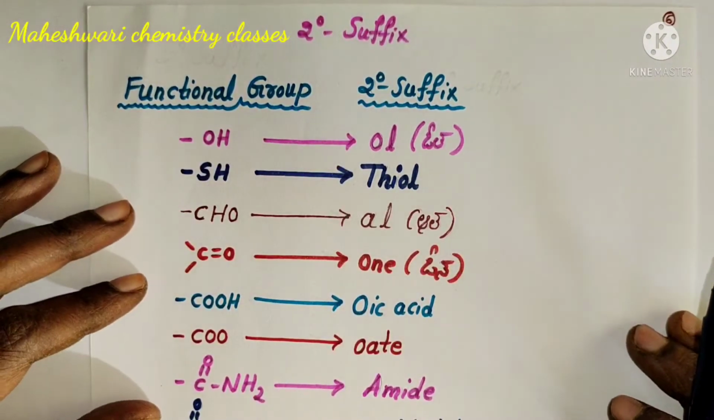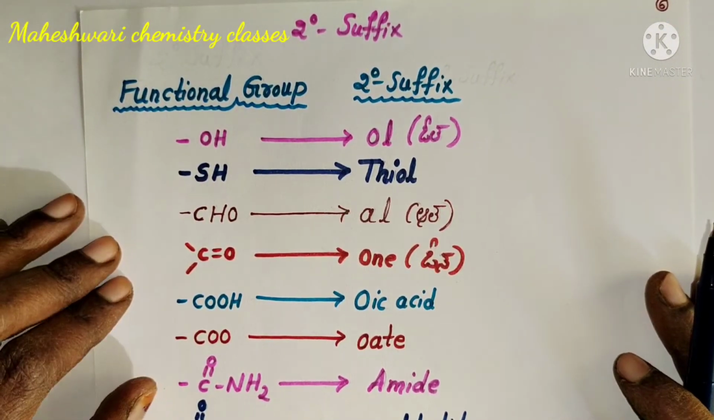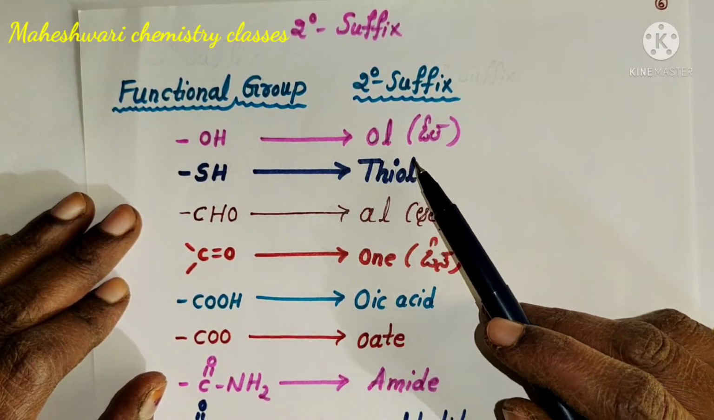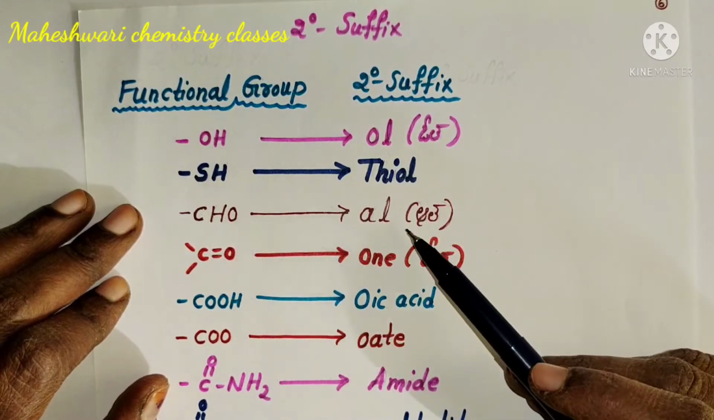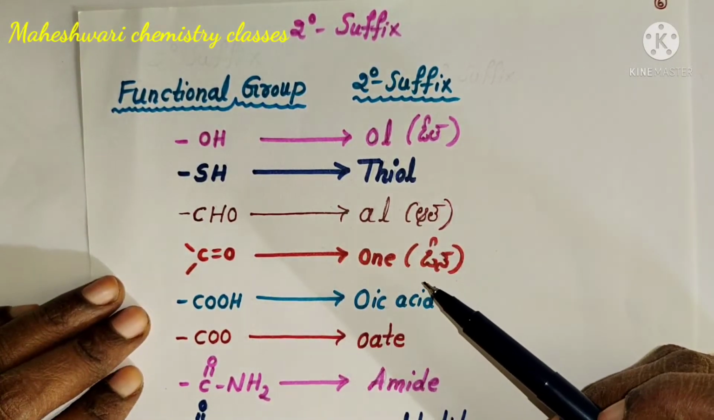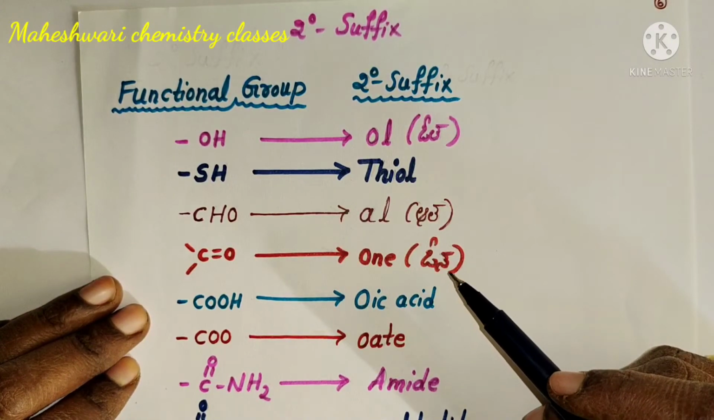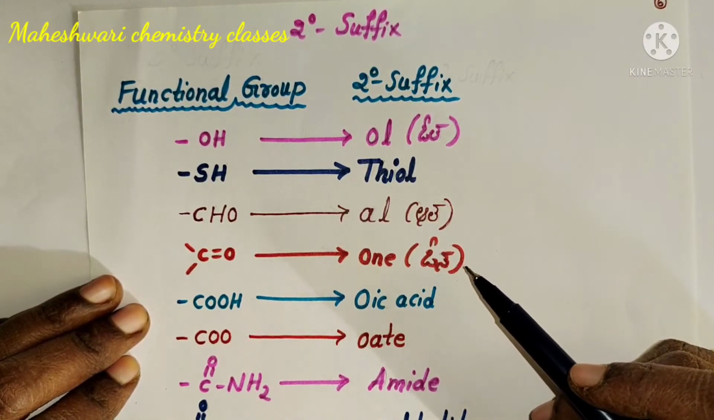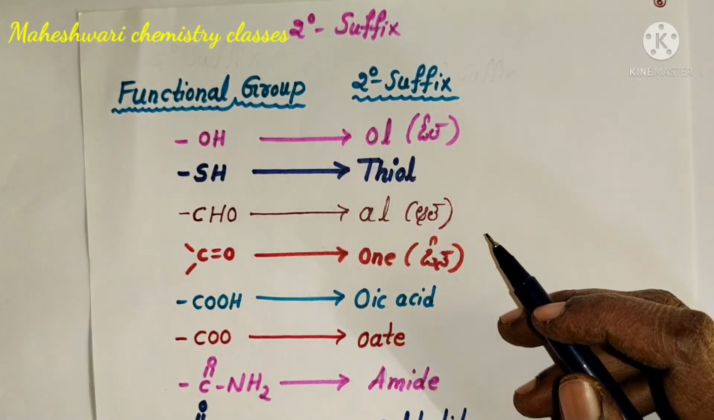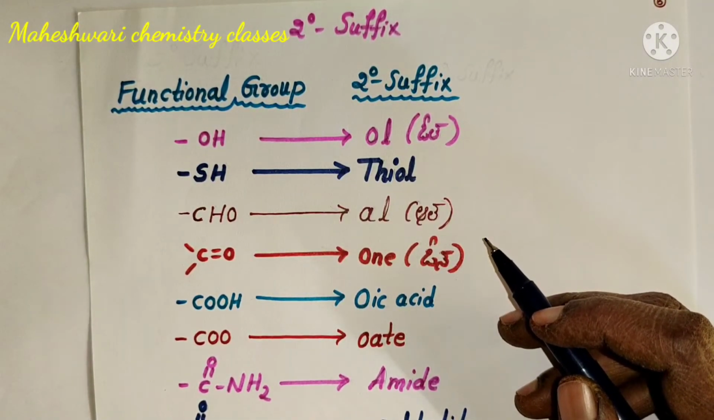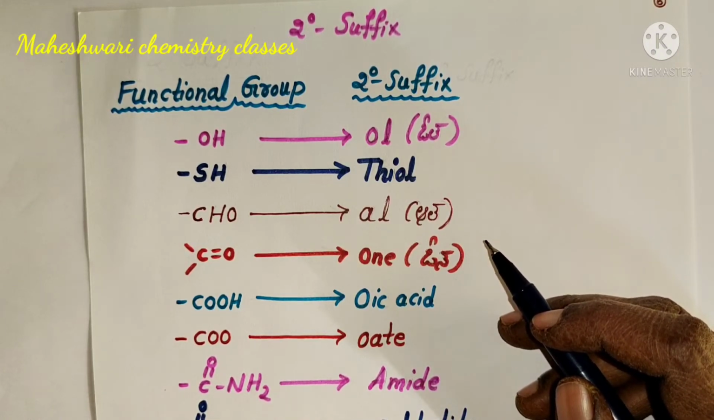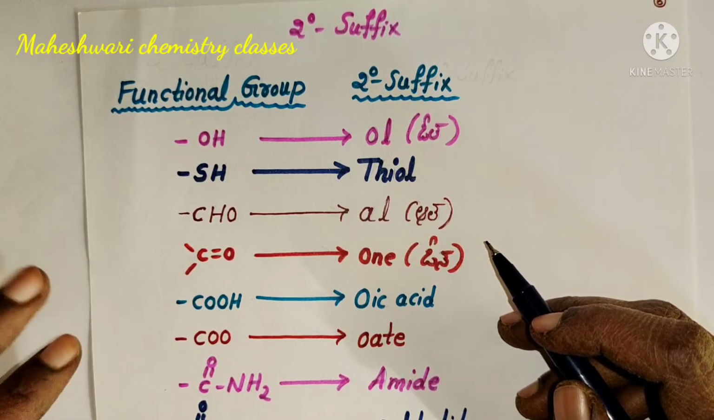Now we have to learn the secondary suffix functional group names. If OH is there, it is called ol; SH, thiol; CHO, al. C double bond O, one. If you take it in a prefix, it is called oxo, and one in suffix. Like that, 3 or 4 groups are the same in suffix and prefix, but the names are different. You must learn it.